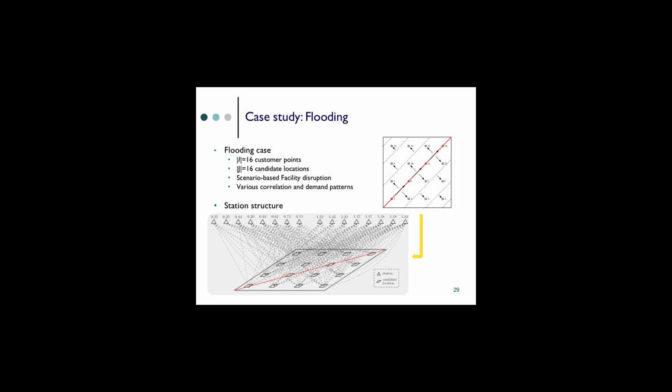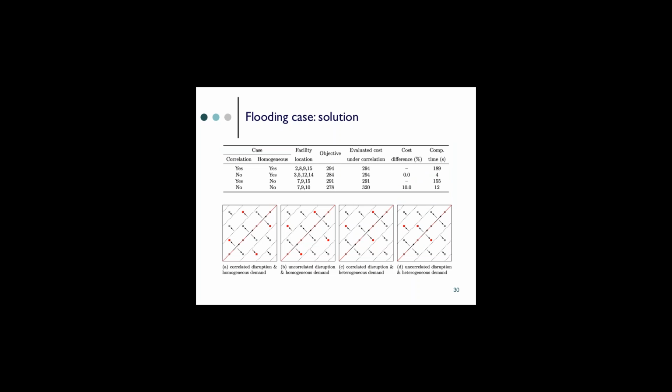Then based on the facility location system, we built the model and solve it. We show the solution statistics, and also we run the four different scenarios. So we compare figure A and figure B, with correlation and without correlation. Actually, the locations in these two cases are identical because all the parameters are set to be symmetric to this river.